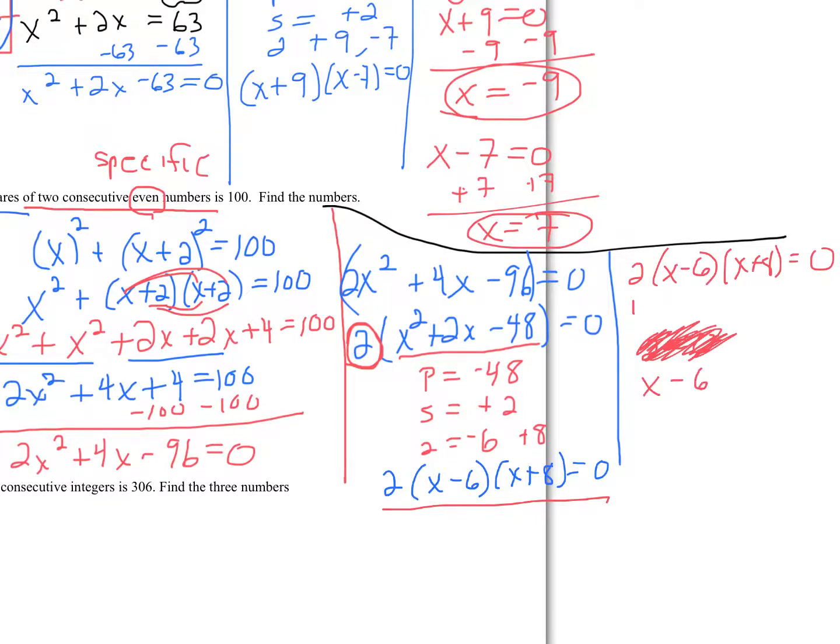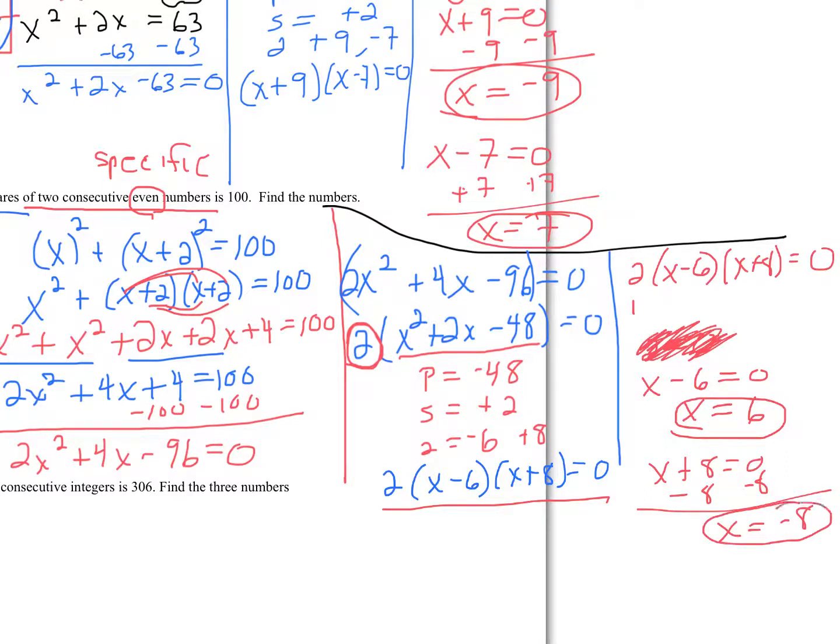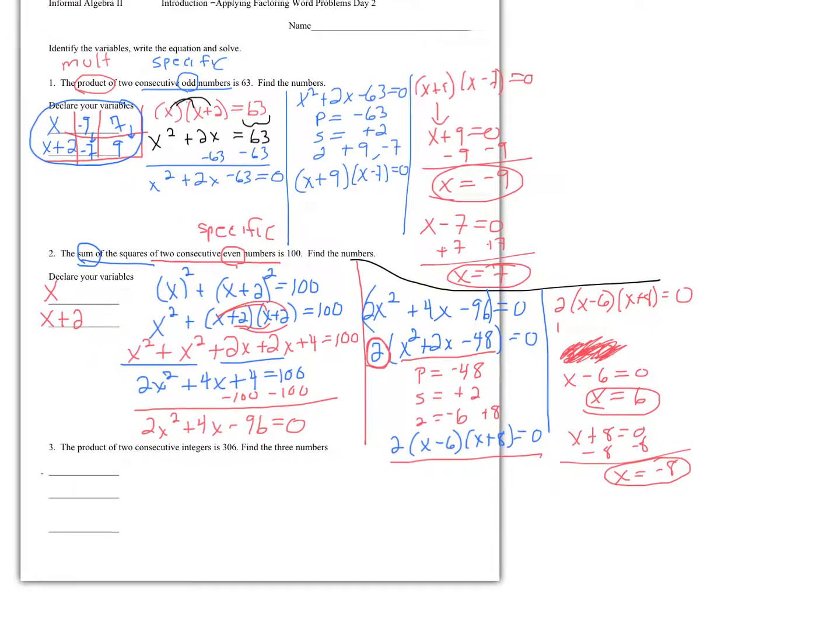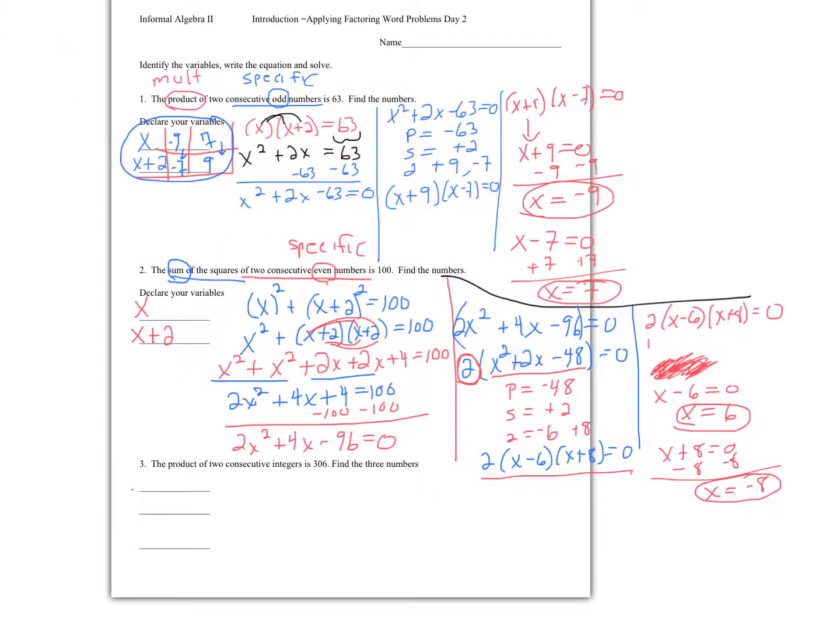Alright, next one. x minus 6 equals 0. Therefore, x is going to equal 6. That's easy. Next one, x plus 8 is equal to 0. So we would subtract the 8 from either side. So x equals negative 8. Now that we found those, we get to go back to the beginning and put that stuff in, because we have to create our data table.